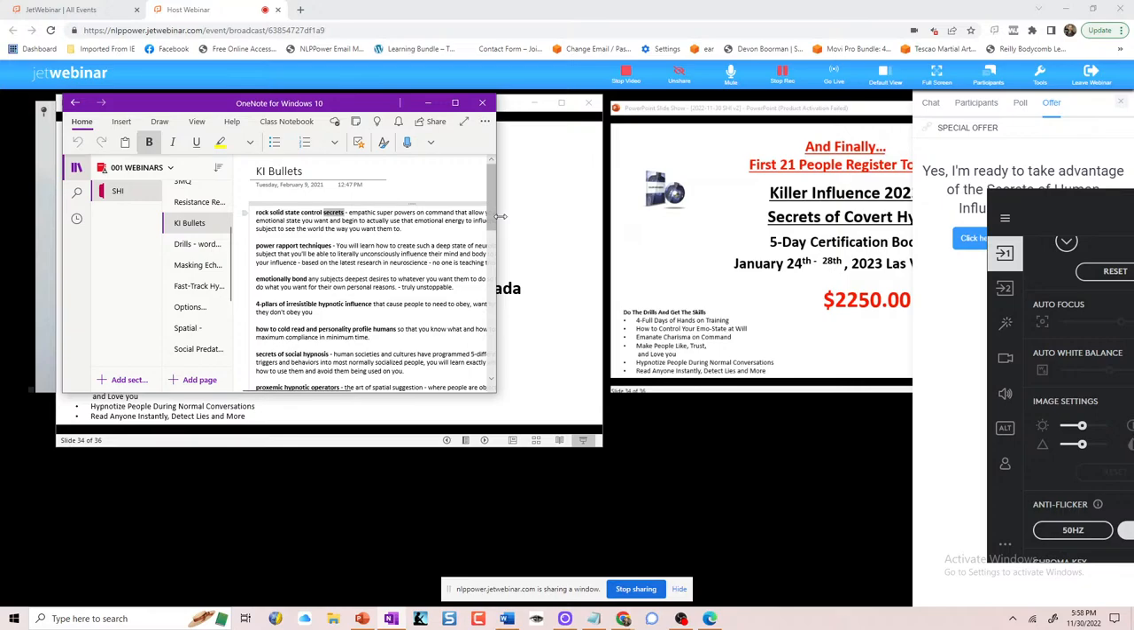We'll teach you the dynamics and the nuances of that and how to apply them. We'll teach you how to cold read and personality profile people in as little as 90 seconds so you can realize and know very, very quickly what psycho-emotional buttons you need to push to get the greatest amount of leverage in the shortest amount of time.